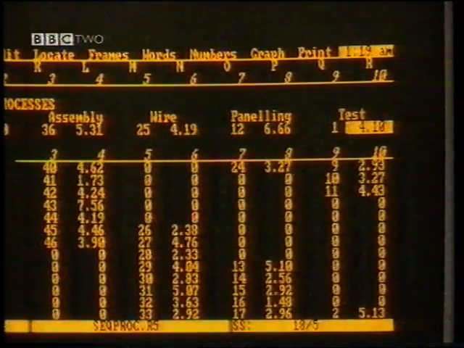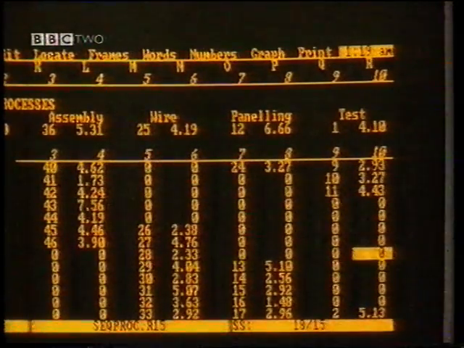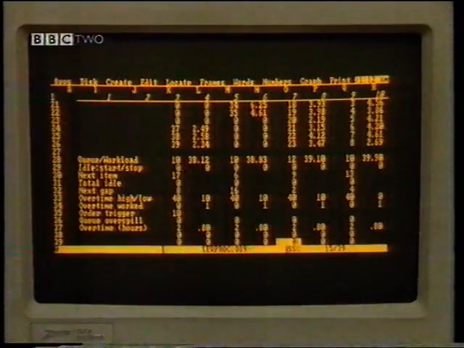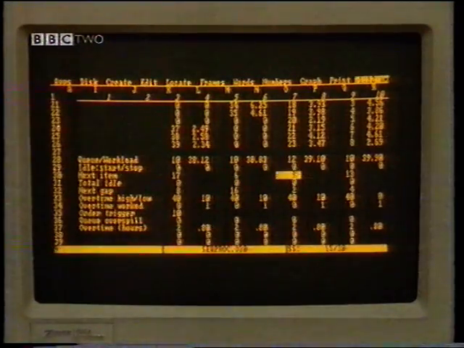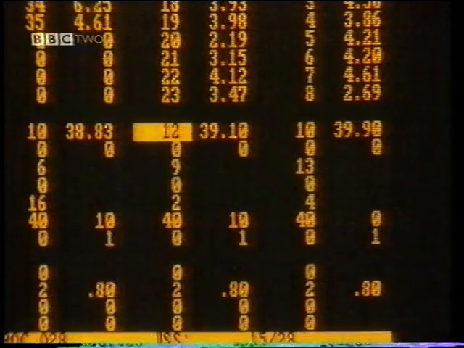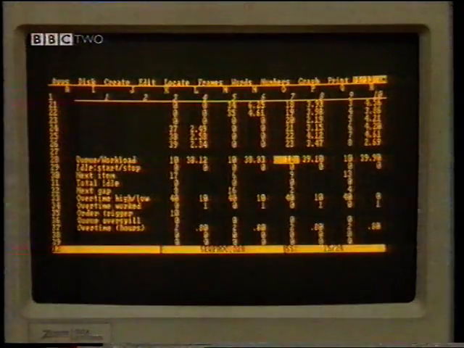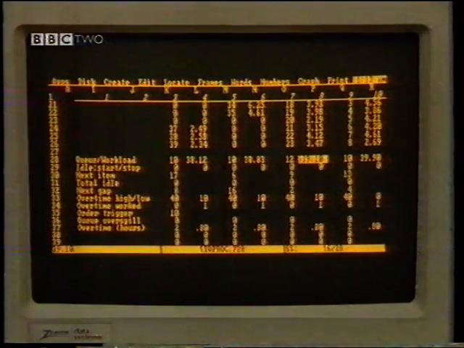Now, if we look further down, we can see the state of the queues. In line 28 is a reference to the number of jobs in the queue and also the amount of time that they'll take. So you can see that each of the processes has 10 jobs in the queue, except for panelling, which has 12. And the amount of workload which each process has waiting is just under 40 hours.